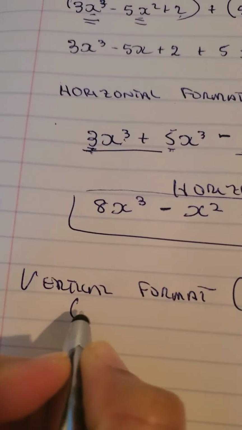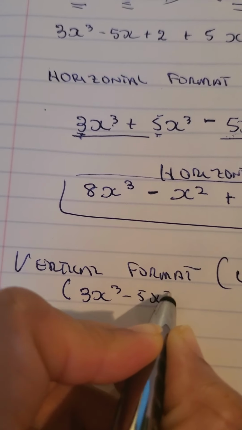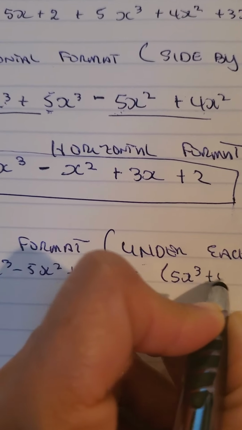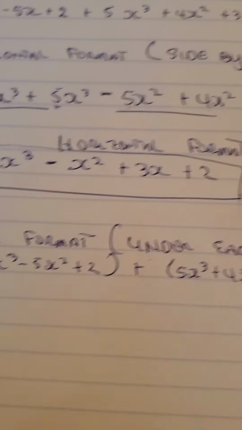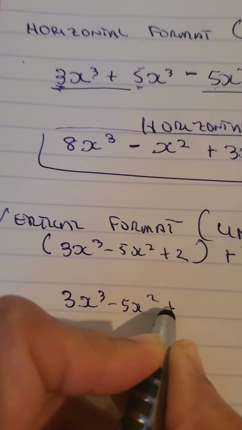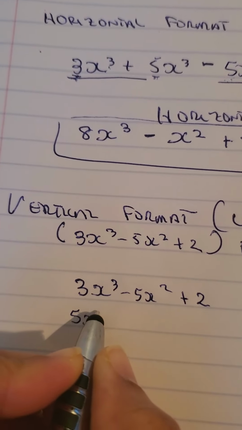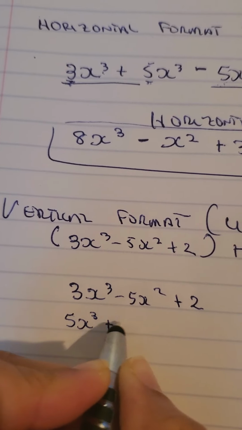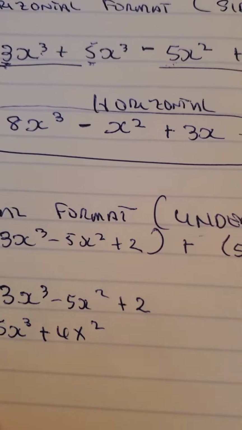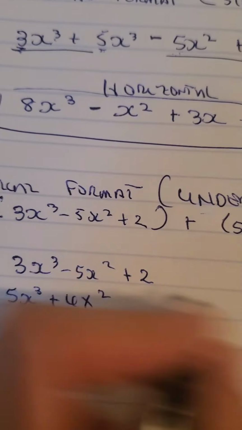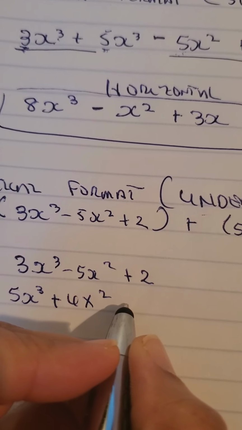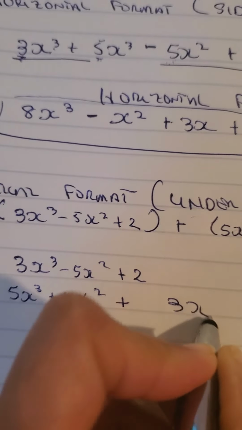So here we go. I'm going to rewrite the expression, and now I'm going to line them up underneath each other. Vertical format. Here I'm going to place the 5x cubed under the 3x cubed, my 4x squared under the negative 5x squared term. And this is why I don't like the vertical format, because when you don't have things to line up, it gets confusing. But I'm going to leave a space here, and I'm just going to put plus 3x over here. You see what I did?